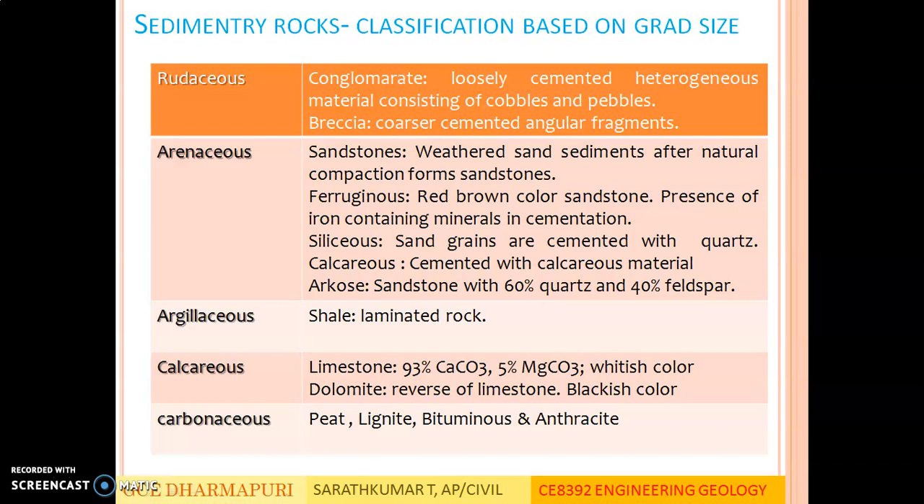It is a laminated rock. The next type is calcareous. It is limestone with 93% calcium carbonate and 5% magnesium carbonate. It is whitish in color. The next one is dolomite. It is the reverse of limestone. It will be in blackish color. The next type is carbonaceous. Examples of this type of sedimentary rocks are peat, lignite, bituminous and anthracite.